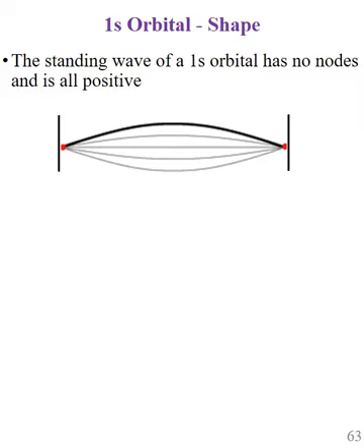Now, just as a review, so you can keep following along, the reason we're looking at standing waves is because electrons have wave-like properties associated with them.